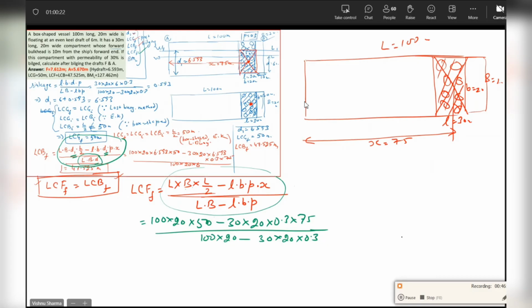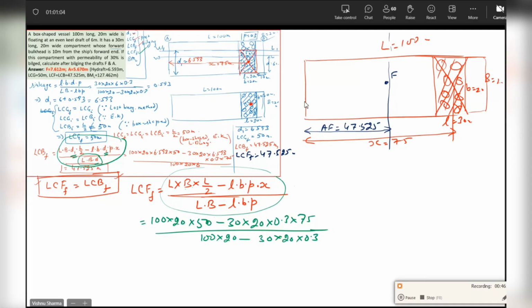If you want to go back and see the formula, see it if you're not able to recall. Now, where is the center of flotation in this case? LCF is calculated to be 47.525 meters. So I'll write LCF also here. That means from the after perpendicular, somewhere here is the center of flotation, and this distance is LCF or AF equal to 47.525. Do you agree with me, guys?